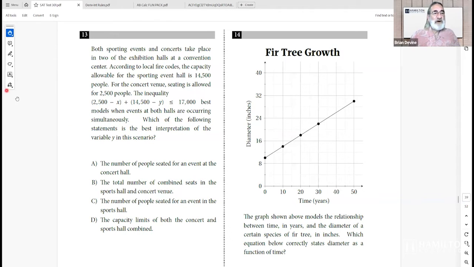Well, note that the variable y is associated with the 14,500, and that is the capacity for the sporting event hall. So it must be the number of people that are seated for an event in the sports hall. So C is the correct answer.